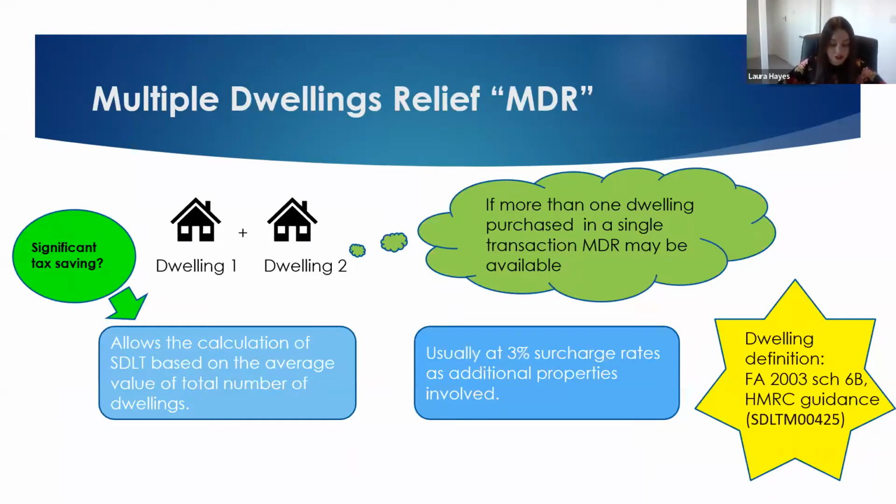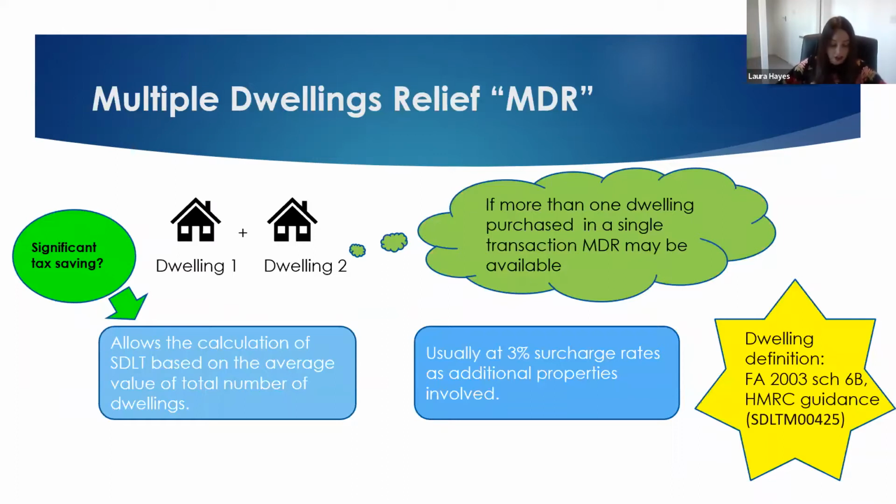So as we've just seen, there's a 3% surcharge on the purchase of additional residential property. I'm now going to talk about a relief called multiple dwellings relief, which may be applicable where more than one dwelling is purchased in a single transaction. I've put the references for where you can find the different definitions of a dwelling in that star in the corner.